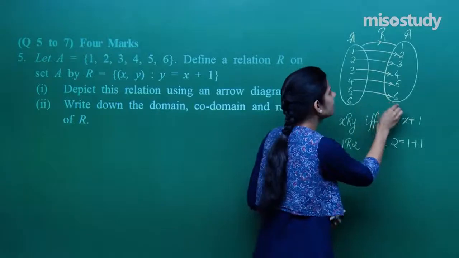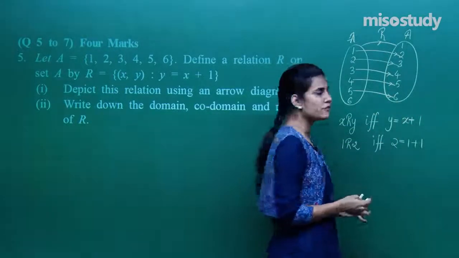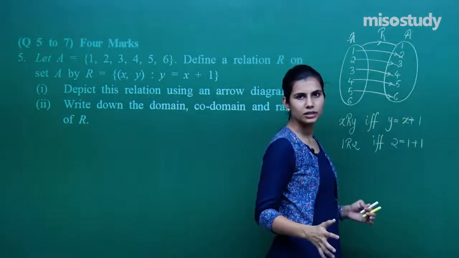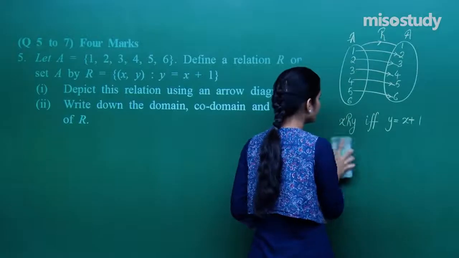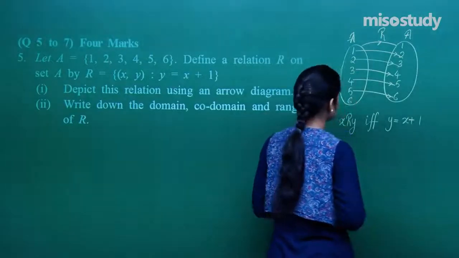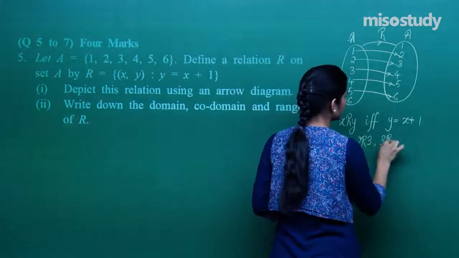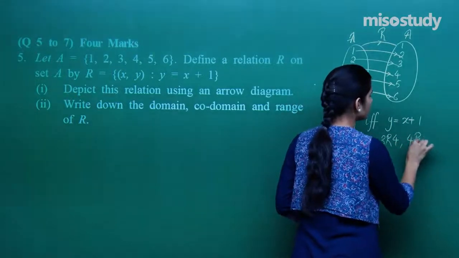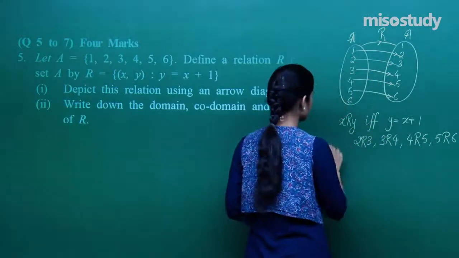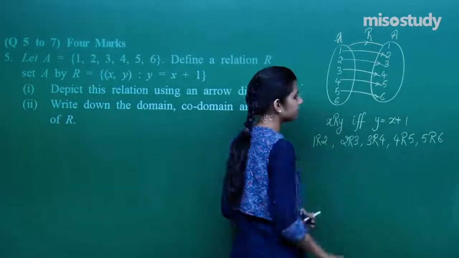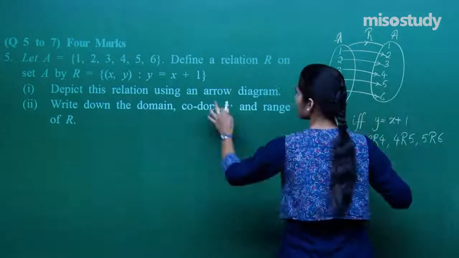6 will be related to 7, but there is no 7 in the codomain. Basically, this is the codomain and therefore 6 is not related to any element. Okay? 6 is that element in A which is not related to any element in A under the relation R. So therefore, 2 is related to 3, 3 is related to 4, 4 is related to 5, 5 is related to 6, 1 is related to 2. Clear? So clearly I have depicted this using the arrow diagram.